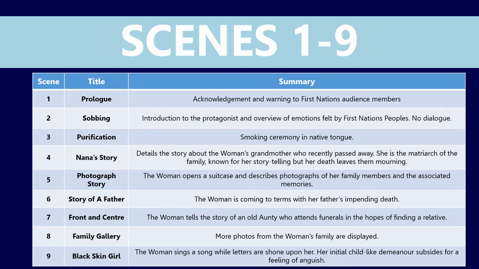And the last scene we're going to look at today, scene 9, is called Black Skin Girl, where the woman, our main character, sings a song as a child, really, and letters are shone upon her. Her initial childlike demeanour subsides for a feeling of anguish. And that is a summary of the first 9 scenes. So let's go to the readings.